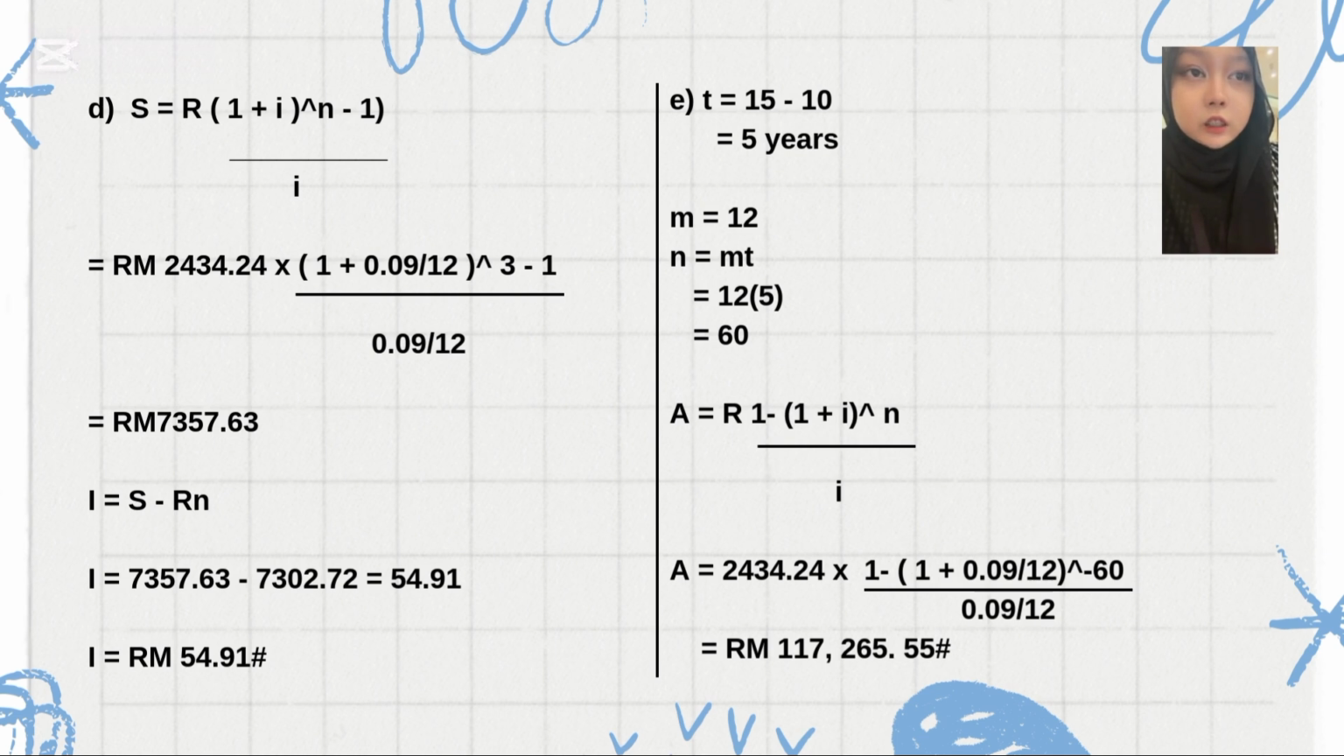So for this question, you can use formula S, which is S equal to R bracket 1 plus I power of n minus 1 over I. So here we already have our R, which is 2,434.24 cent.